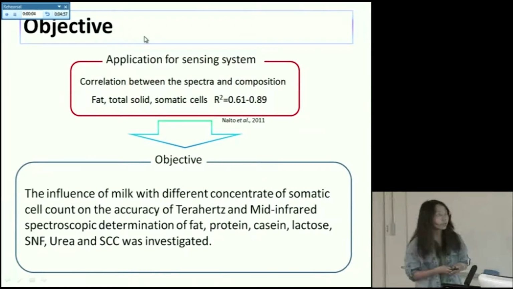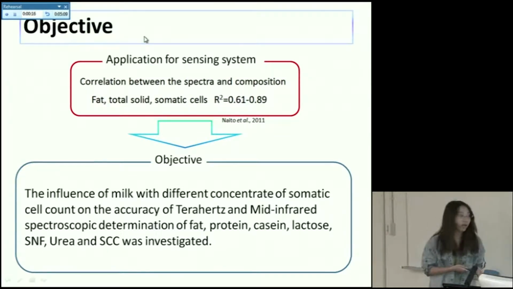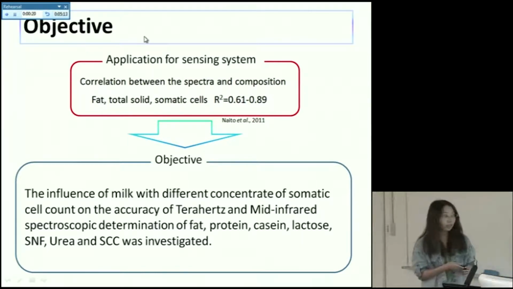Here is the objective of this research. Based on the previous research, I want to investigate the influence of milk cells with different somatic cell counts on the accuracy of terahertz and mid-infrared spectroscopy determination of fat, protein, casein, lactose, solid non-fat, urea, and SCC.